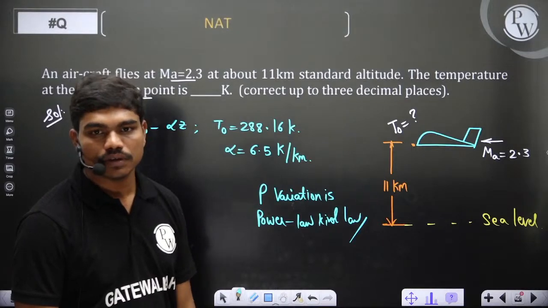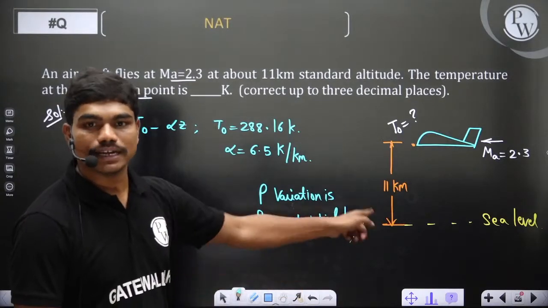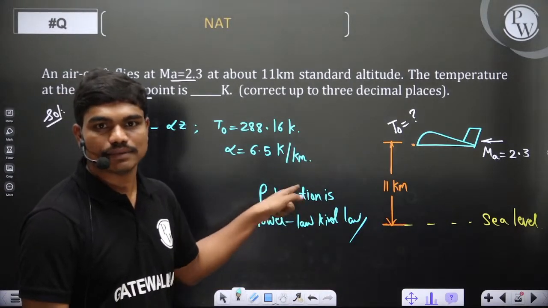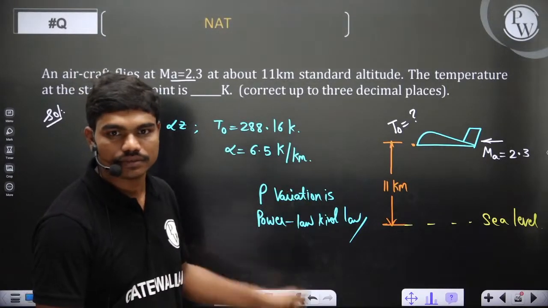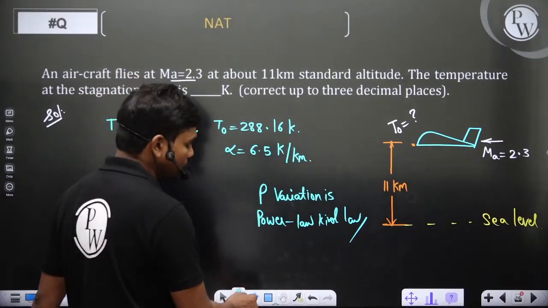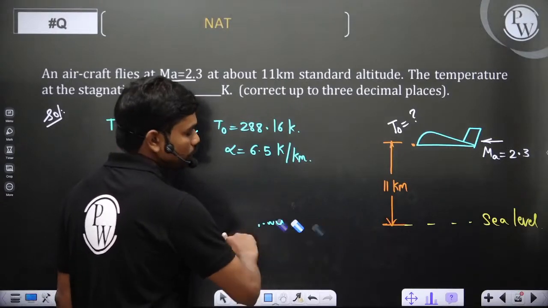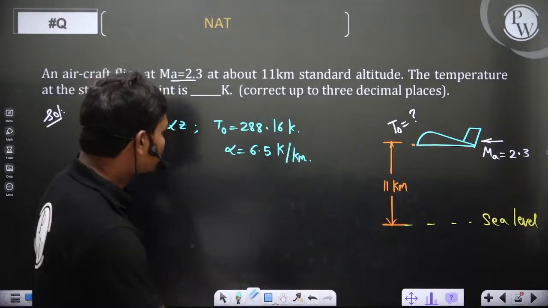You remember dP by dz is equal to minus rho g. Then density we have taken from P equal to rho RT. Then T we have substituted this. All these things we have done there. If you remember, it's good. If you forget, please go once to the fluid statics lecture. Okay, so anyway, let's see here.